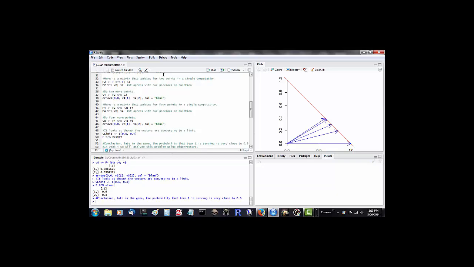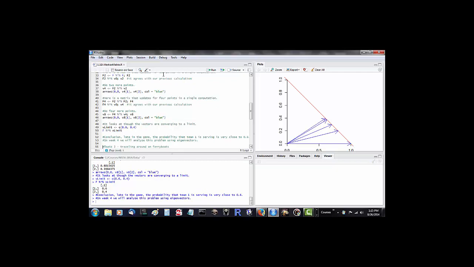That means that late in the game, we expect that the probability that team 1 is serving will be 0.6. This vector v limit is technically known as an eigenvector. It's an eigenvector with eigenvalue 1 for the matrix F, which means that the effect of the matrix F is to multiply it by the value 1. In week 4, we will look in detail into this subject of eigenvectors and eigenvalues, and we'll revisit this problem.